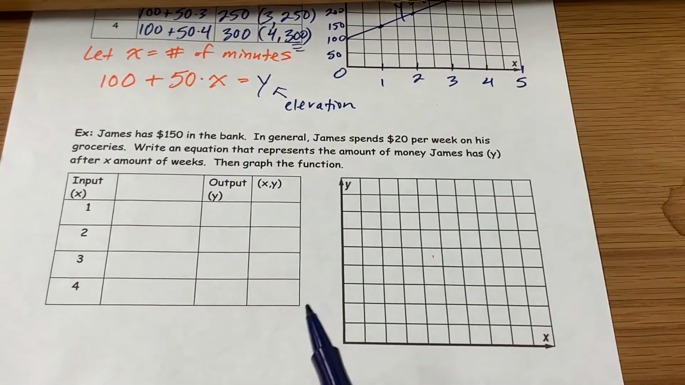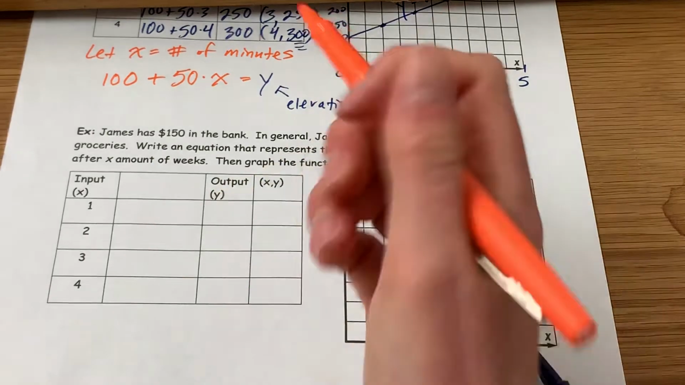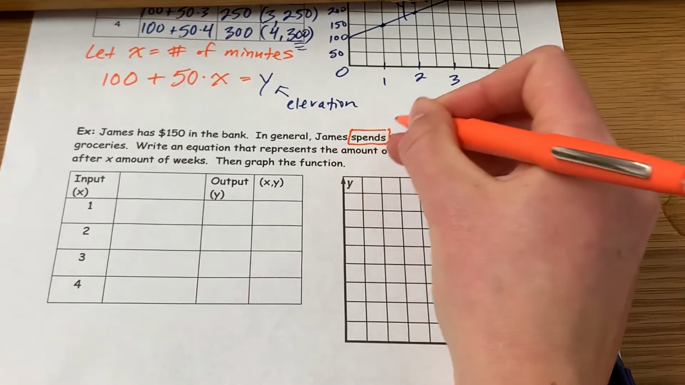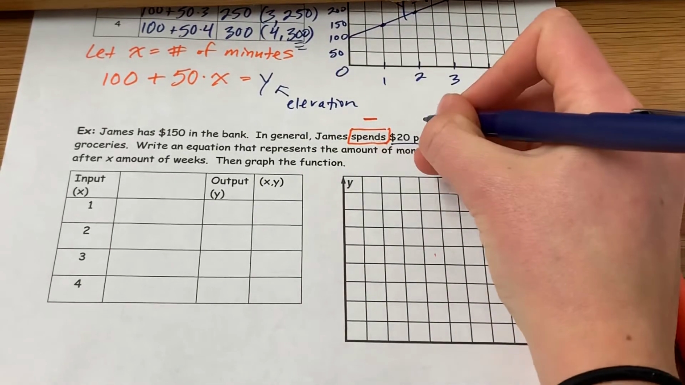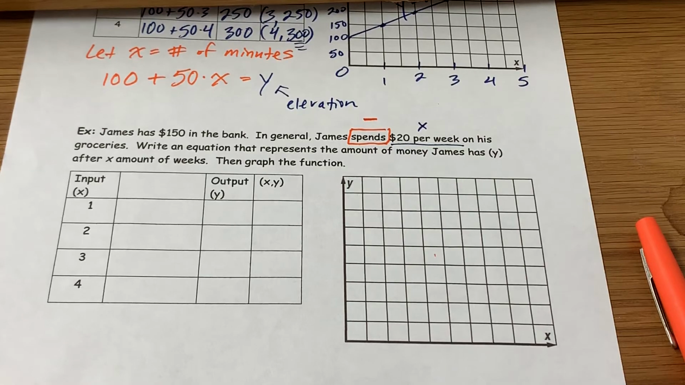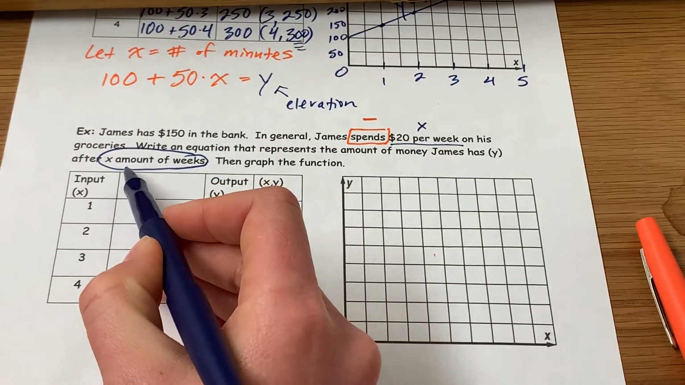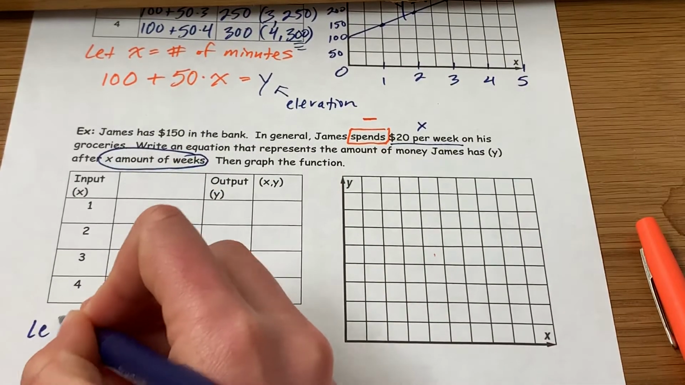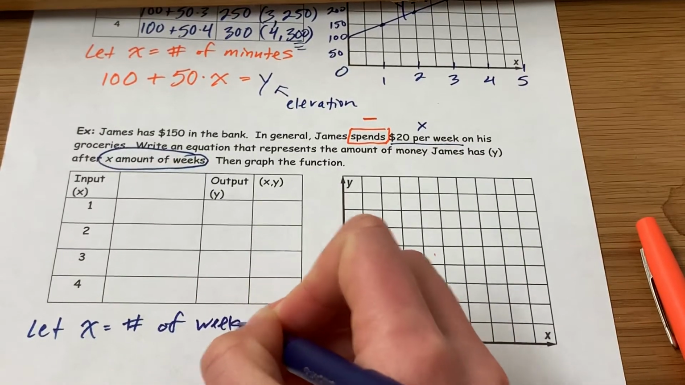James has $150 in the bank. In general, James spends $20 per week, and spending money means you're losing it, so minus $20 per week on his groceries. Write an equation that represents the amount of money James has, y, after x amount of weeks. So basically I'm giving you the let statement, by the way. So let x equal the number of weeks that might be going by.